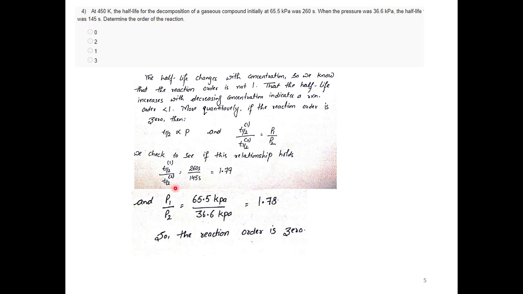So P1 by P2 you can get a value, and t half by t half, so both the values are more or less equal, right? So the order of the reaction is 0.